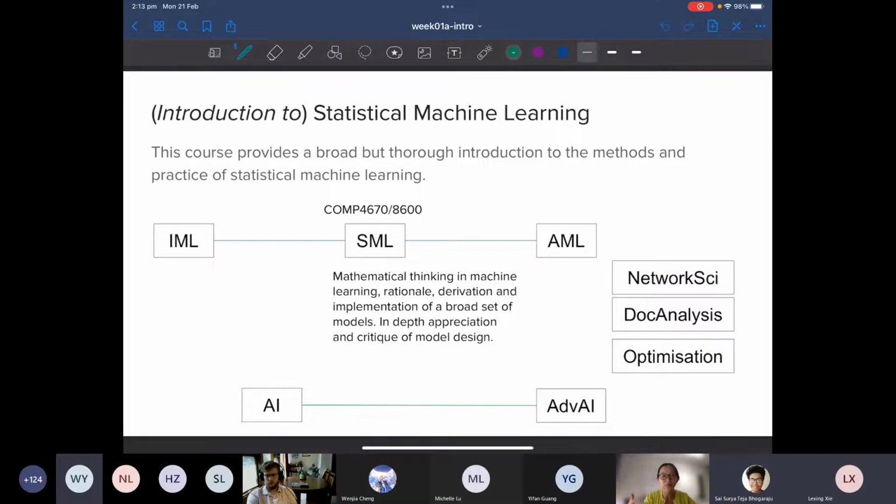So after this class, or concurrently, you could take, for example, document analysis that's offered in the second semester, focusing on NLP and other things, or optimization. Some of you are taking computer vision concurrently and so on. There's a related thread on AI and advanced AI. The reason I mention it here is that things like reinforcement learning and POMDPs, partially observable Markov decision processes, are covered there currently, and it's offered in the second semester.